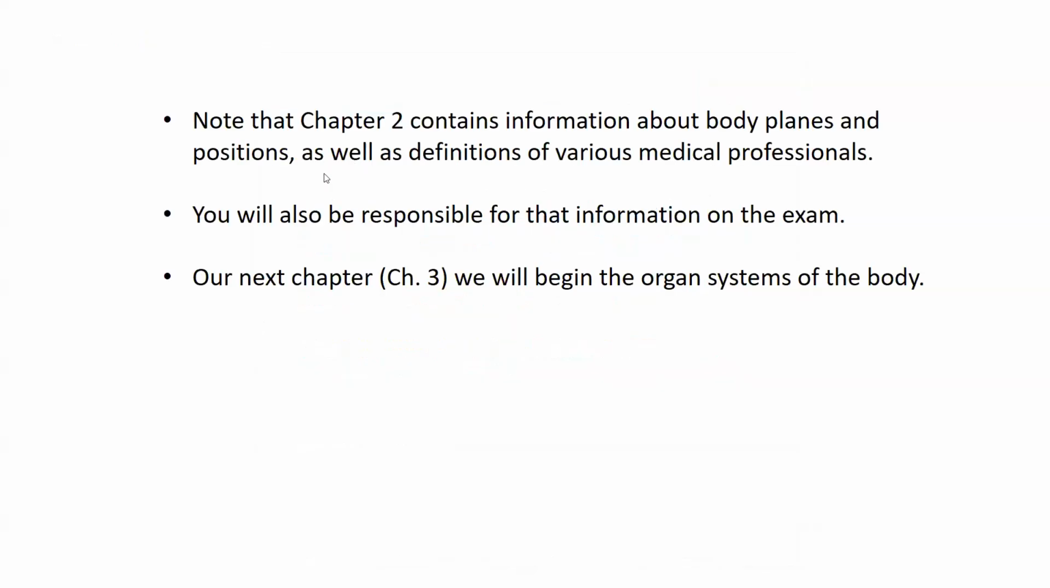Chapter 2, I want to emphasize, also contains information about the planes of the body, sagittal, horizontal, things like that, as well as definitions for various medical professionals. I think you can cover that on your own, but remember that you're going to be responsible for that on the exam. So the next video that you'll get to is chapter 3, where we actually get into the organ systems of the body.